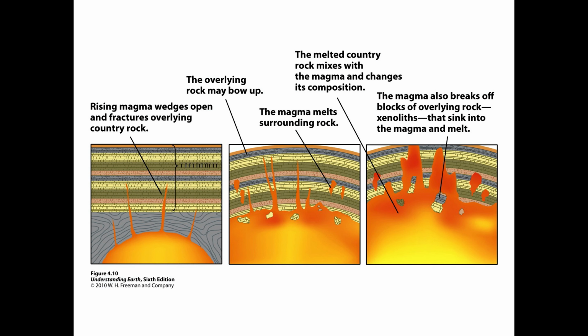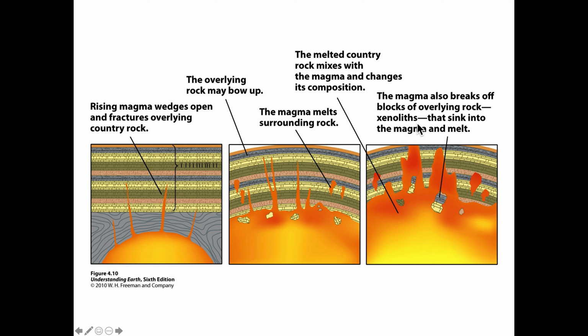Now, when we talk about magma intruding into overlying rock, we have to think about what happens to the overlying rock. It doesn't just dissolve and go away. Some of it does dissolve and become part of the magma chamber. Some of it breaks off and ends up as a xenolith. Xeno meaning strange, lith meaning rock, just like xenophobia would mean a fear of strange people.